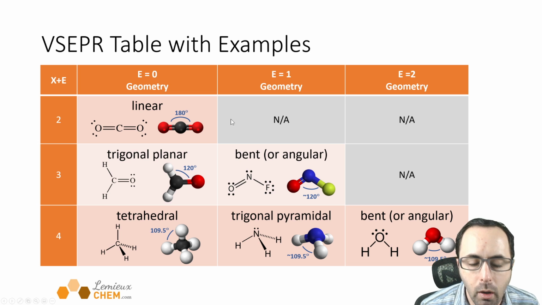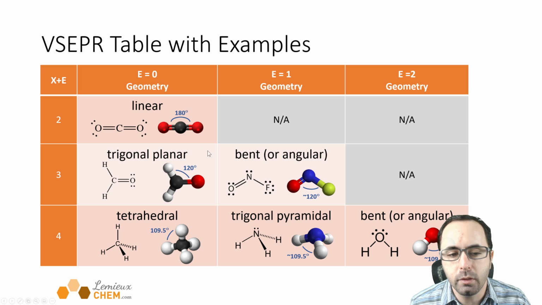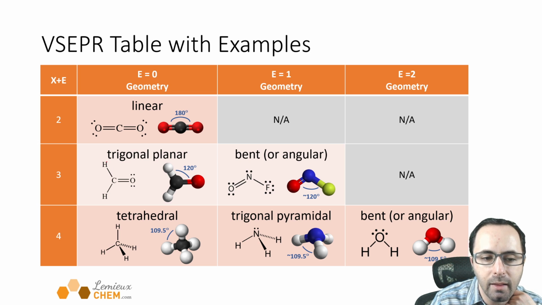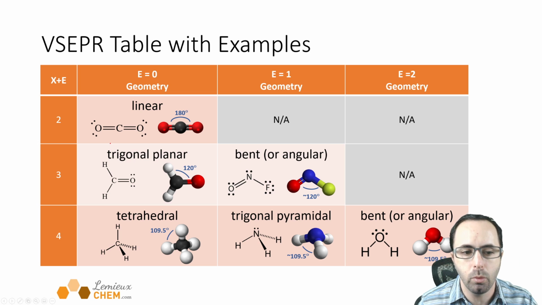So if we were drawing the Lewis structure of CO2, which you are going to do, this is the Lewis structure of CO2 right here. If we look at this structure, we can see that the number of bonded atoms is 2.